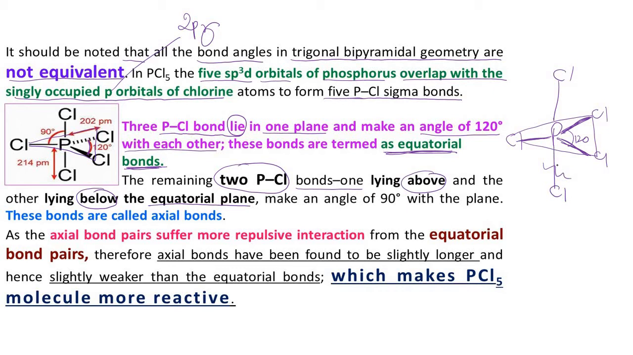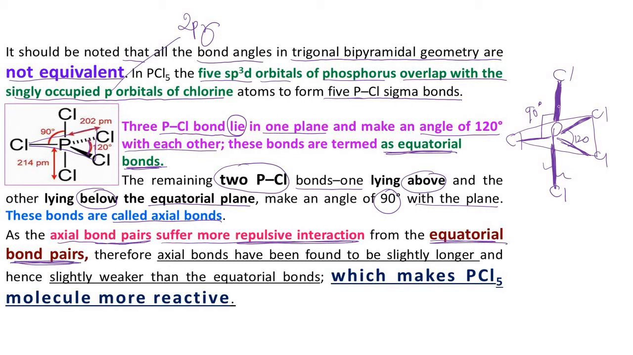So the shape becomes trigonal bipyramidal, where the angle will be 90 degrees, which is that angle. So this angle will be 90 degrees with the plane, right? And these bonds are called axial bonds. So this bond is called an axial bond. Again, this bond is called an axial bond. Now see this, as the axial bond pair. So here we are having this bond, the electrons present in this bond are called the bond pair, right? So therefore axial bond pairs suffer more repulsive interaction from the equatorial bond pairs.